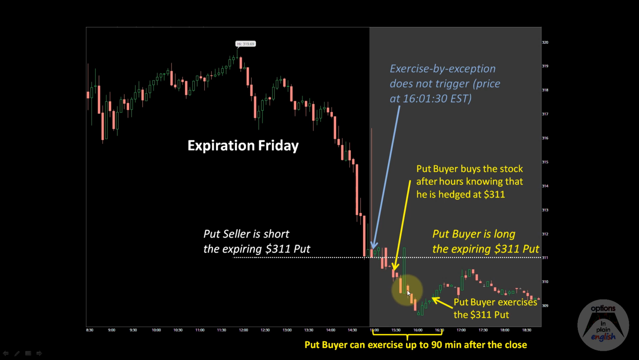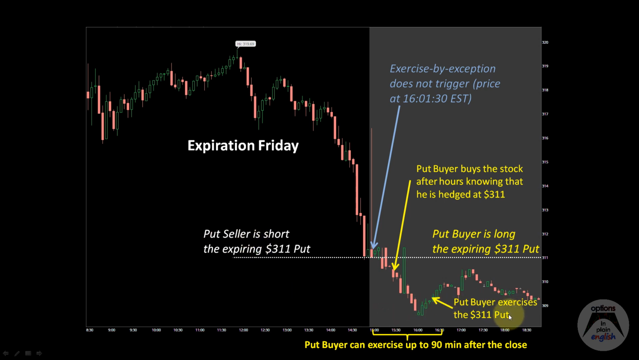So that's the action that a refined trader knows. He knows he can go in the after hour session, and if he's got a put that is about to expire worthless, he knows that he's hedged with it. So remember, the seller is not participating at all here. There is no input from him or her.